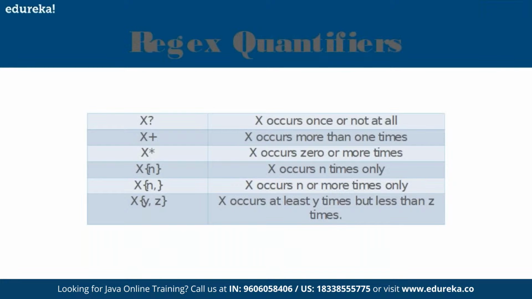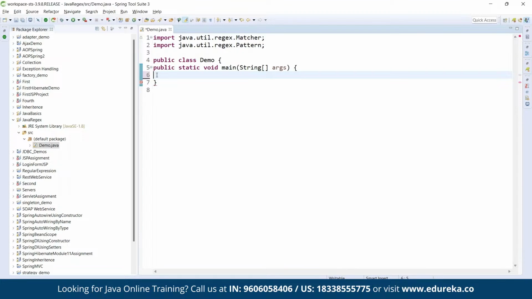X with curly braces n means X occurs exactly n times. X with n comma means X occurs n or more times. And X with y comma z means X occurs at least y times but less than z times. That is where we'll show you the demo of this. So let us give the label: quantifiers.